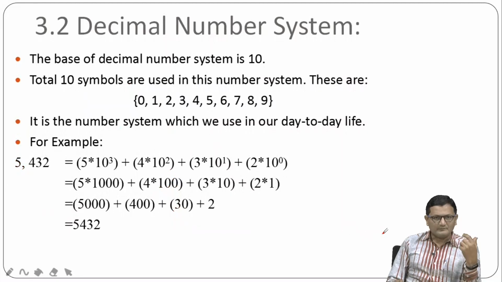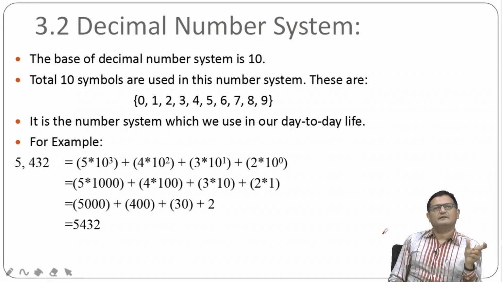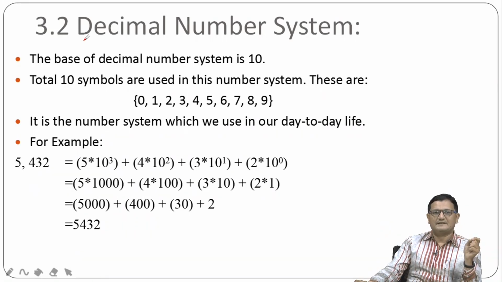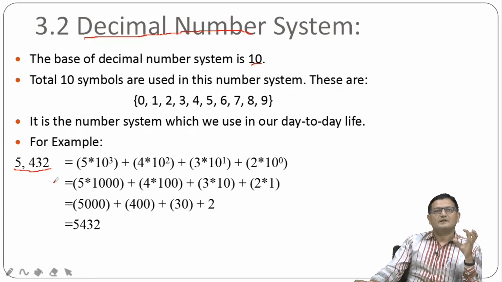Okay, we will see the numbering systems one by one in detail. So as we have discussed, in the decimal number system we can use 10 symbols. So total 10 symbols, right? And these 10 symbols are 0 to 9, right? Suppose you are writing this type of number, which in our daily life we are using, like 5432, right? So what is the meaning of this number?